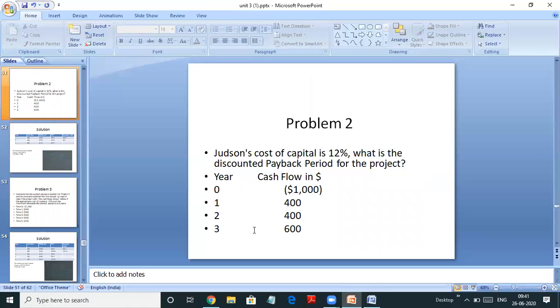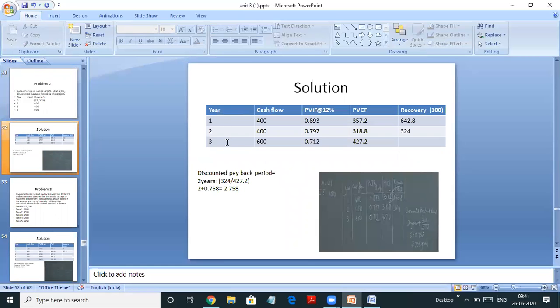The second problem: Judson's cost of capital is 12%. What is the discounted payback period for the project? Here they've given you year zero $1,000, which is nothing but the initial investment. And for years 1, 2, 3, they've given you the cash flows. So the first step is to find the present value of cash flows, and then we will see the recovery part. I have not taken 0 here because 0 is the initial investment. So only 3 years of cash flow, 400, 400, 600, at 12%, the normal present value interest factor, you get 0.893, 0.797 and 0.712. So you find the present value of cash flows by multiplying the cash flows with the PVIF.